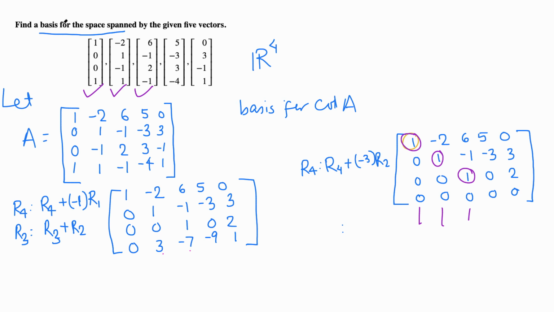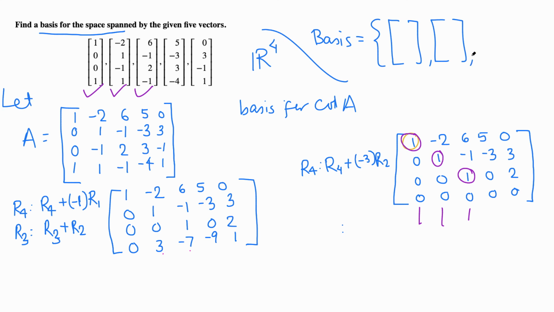So the basis for the space spanned by the vectors will be just the first 3 vectors, because these 2 are in fact dependent on these first 3. So the answer is then the basis is just the collection of the first 3 vectors: (-1, 0, 0, 1), (-2, 1, -1, 1), (6, -1, 2, -1).